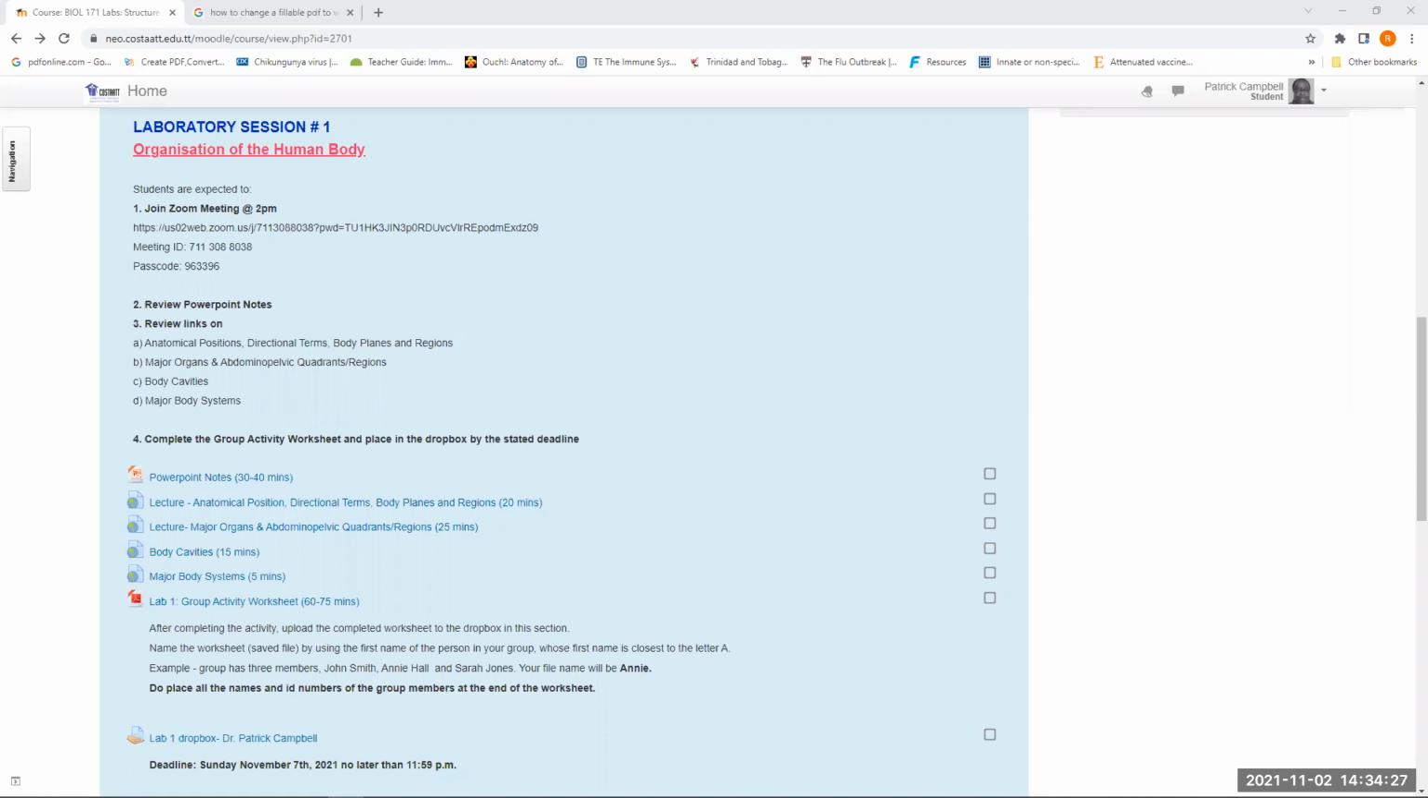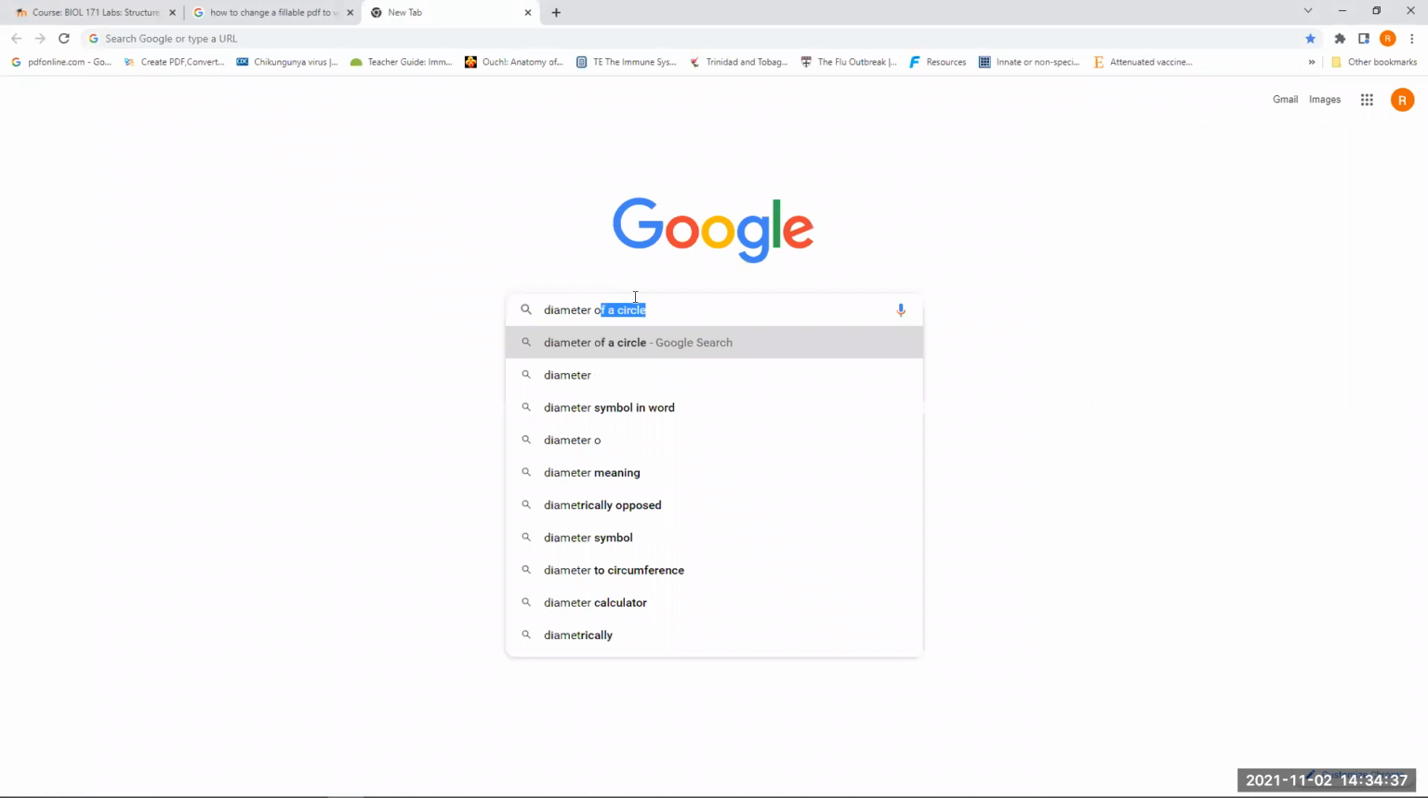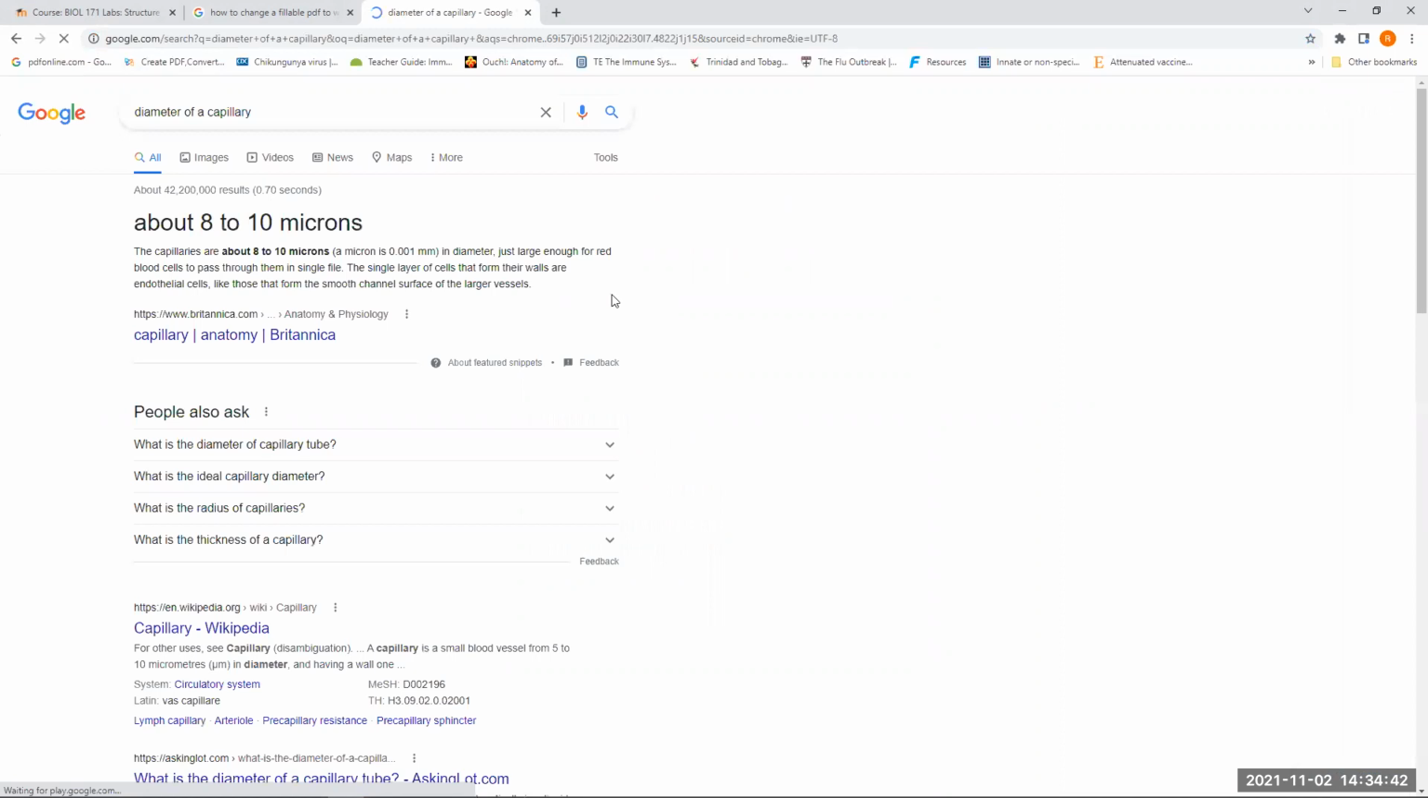Now, is a capillary small? Yes. How small is a capillary? Let's have a look. The diameter of a capillary is 8 to 10 micrometers. Remember, millimeter, thumb and forefinger. Divide that space into 1,000. That's a micron or a micrometer. So just imagine 8 of those small slices that you just divide into 1,000. That's the diameter of a capillary.